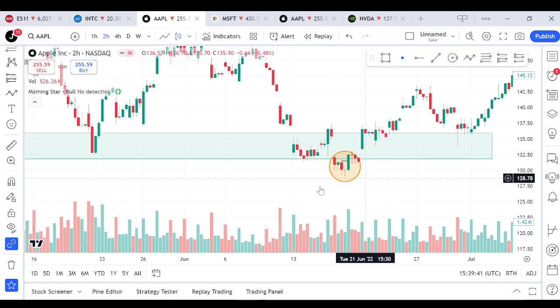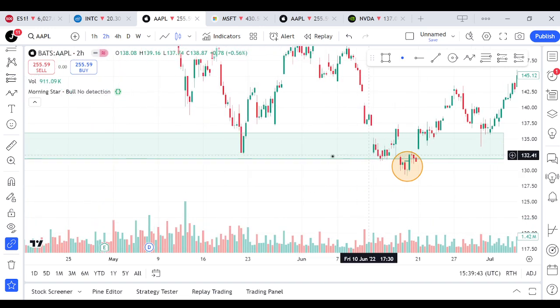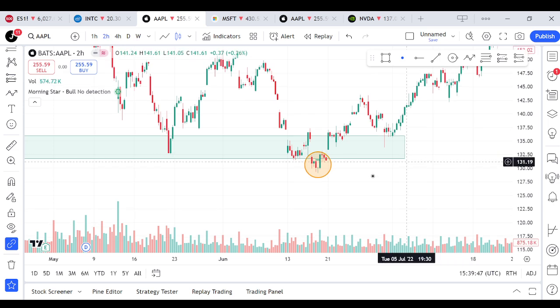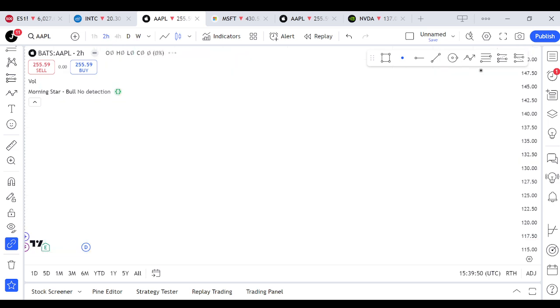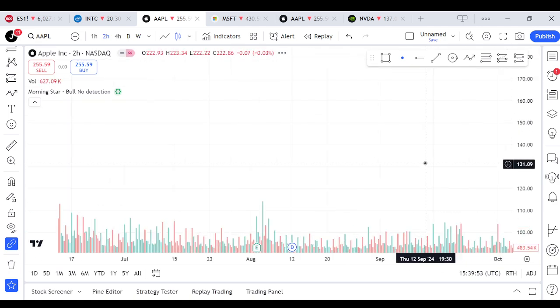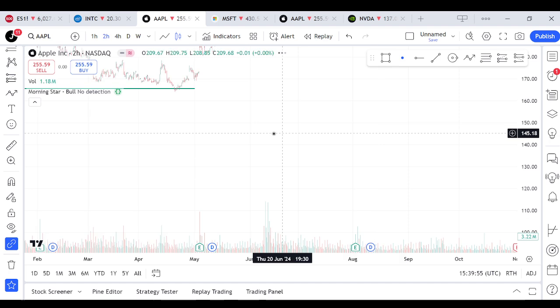And after that, we should be looking to take buy trades after the formation of this candlestick pattern. Remember, it is in a key area, a key support level, so we should be looking to buy from this area, and we can see this morning star candlestick pattern, so we should be looking to enter our trade from that area.